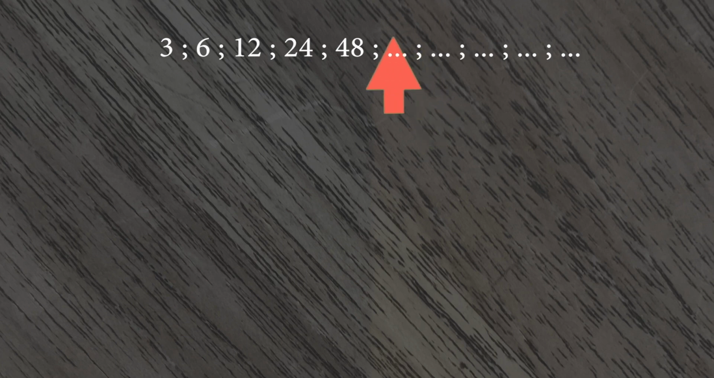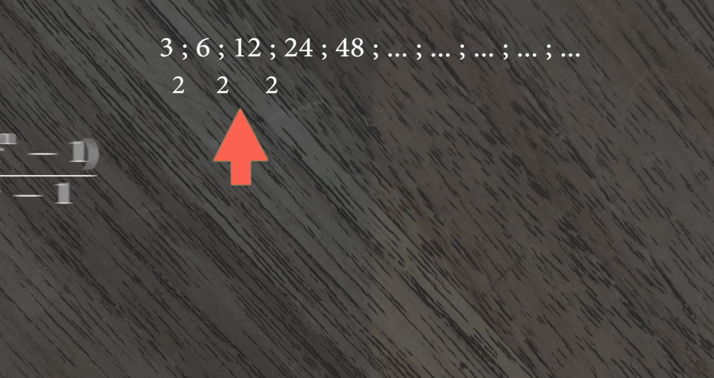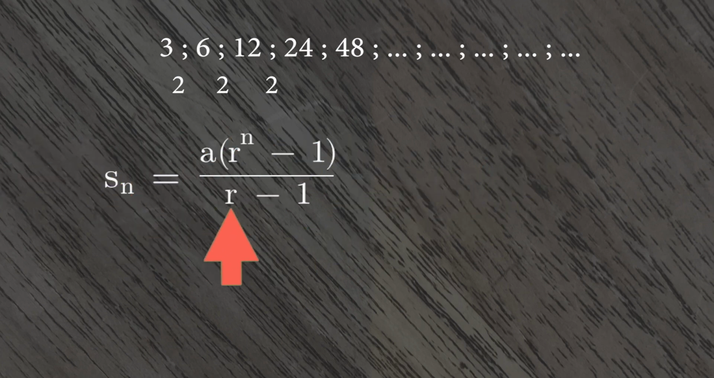So we know this is a geometric series, so it has a constant ratio. 6 divided by 3 is 2. 12 divided by 6 is 2, 24 divided by 12 is 2, and it will be a 2 for the rest of the series. Now let's write down that formula that I just taught you.